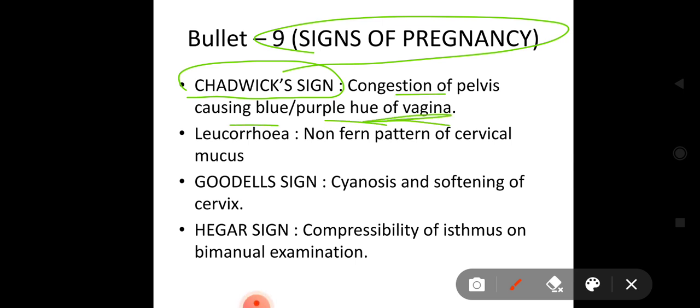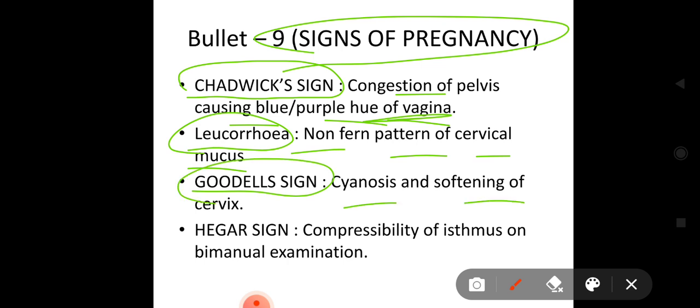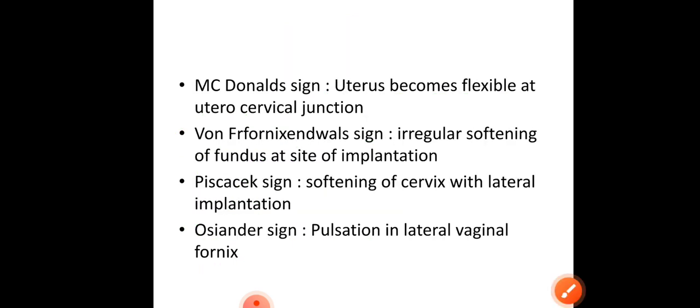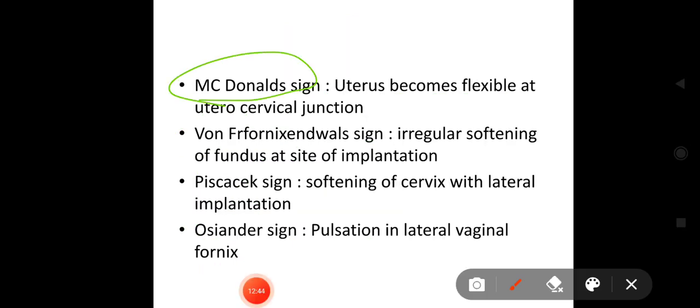This is Chadwick sign. Leukorrhea, non-firm pattern of cervical mucus. Goodell sign, cyanosis and softening of cervix. Good, soft. So remember in this pattern. So Goodell sign, cyanosis and softening of cervix. Hegar sign, compressibility of isthmus on bimanual examination is Hegar sign. What is McDonald sign? Uterus becomes flexible at the uterocervical junction. Flexible at uterocervical junction is McDonald sign.